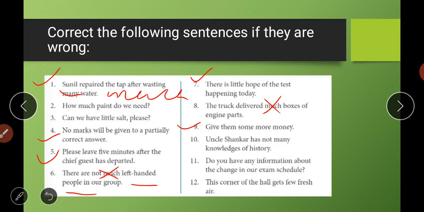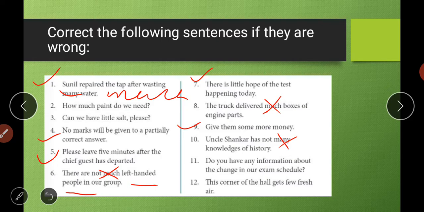So the tenth is, Uncle Shankar has not many knowledge of history. We can't measure, you can say can't count the knowledge. Knowledge is not a countable thing. So here many is wrong. We will write the word much. Uncle Shankar has not much knowledge of history.